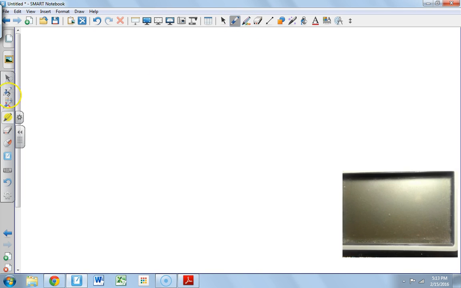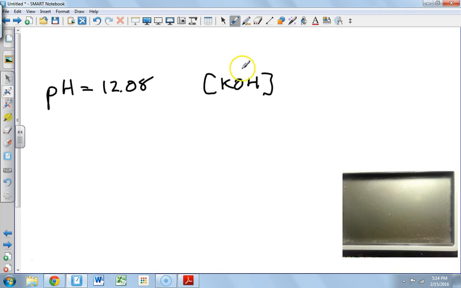So we have a pH equal to 12.08, and we want to find the concentration of KOH. We want to find its molarity. Well, keep in mind that for a strong base, the concentration of hydroxide ion will equal the concentration of KOH, because strong bases completely ionize. So all the KOH will turn into hydroxide ion.